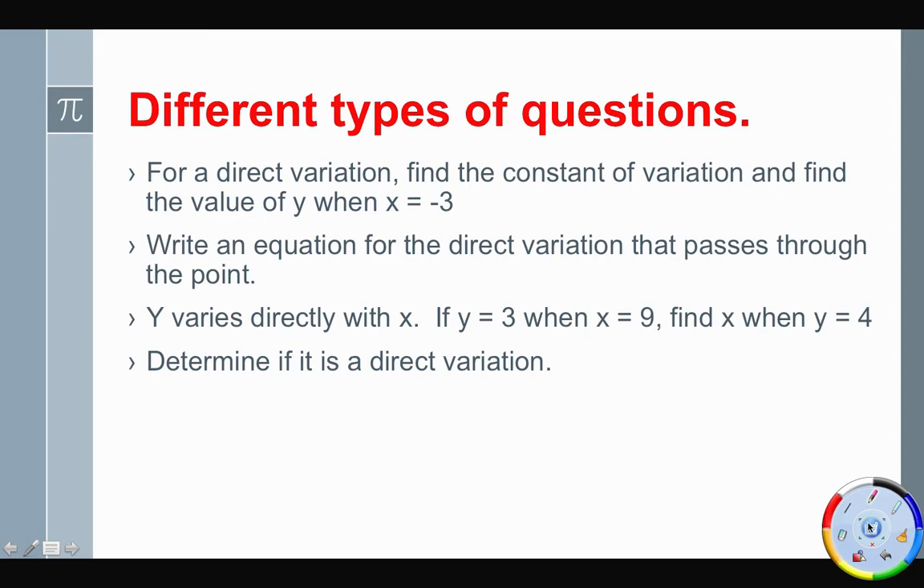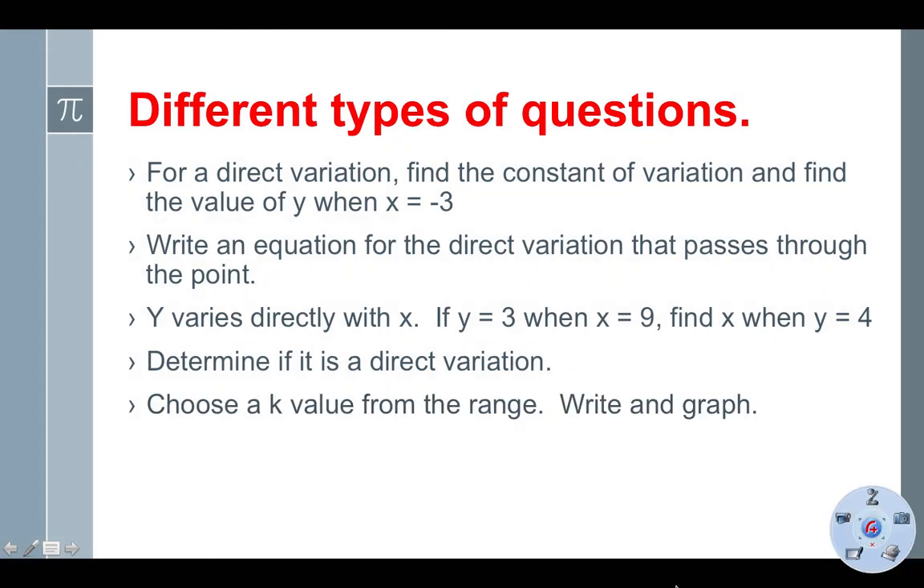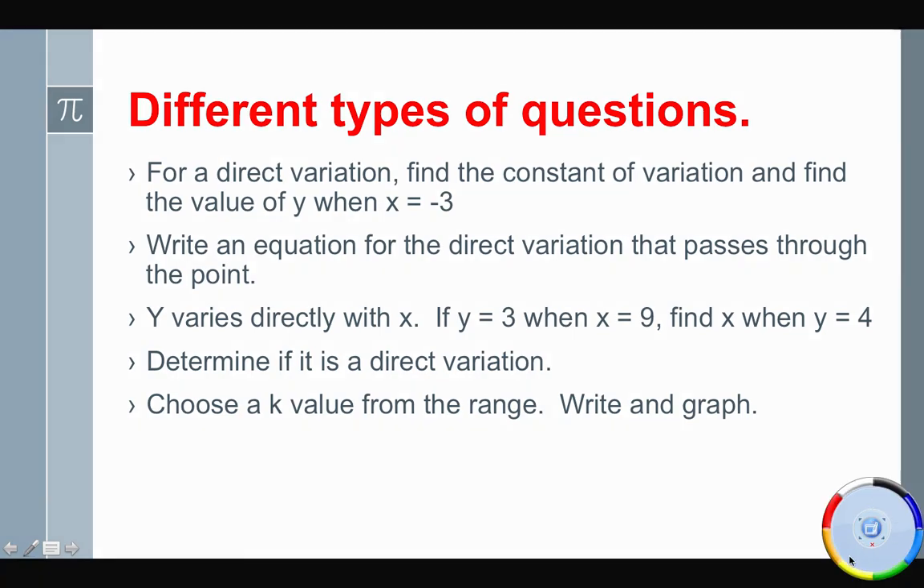All right, last question here I'm going to ask. We're going to choose a value of k from a given range, and we're going to write the equation and graph the line. Let's say that 0 is less than k is less than 1. Everybody's answer to this could be different because there's infinitely many numbers between 0 and 1. But I like to choose good numbers. So I'm going to choose a value of k between 0 and 1.